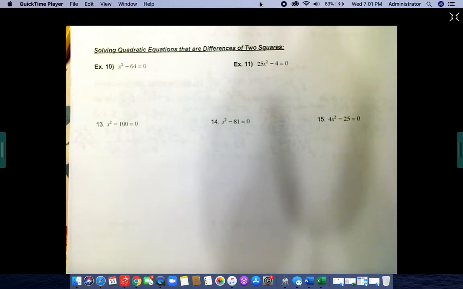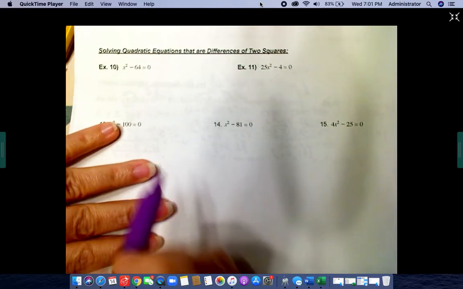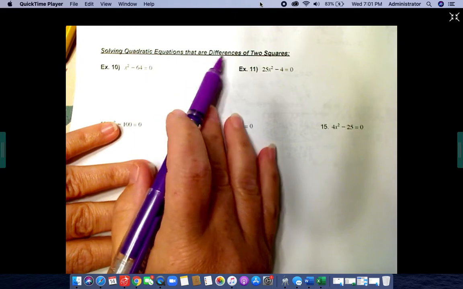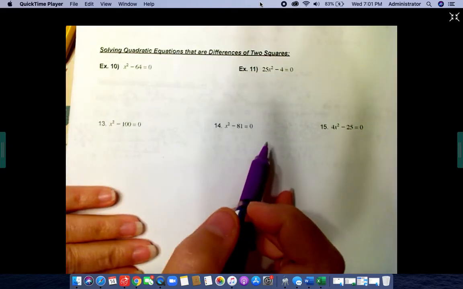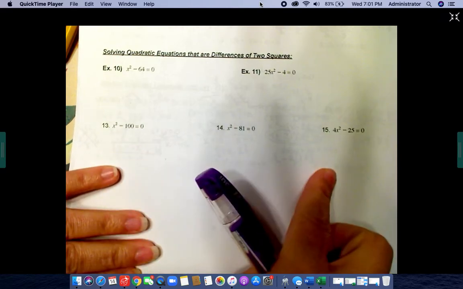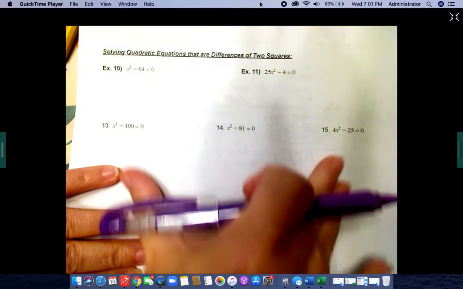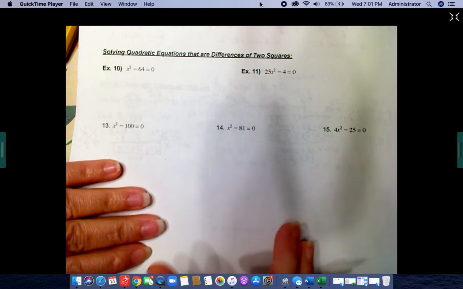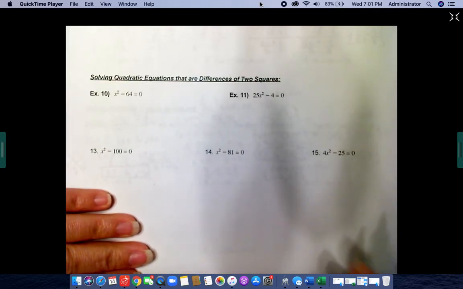All right, in this video, I will be wrapping it up with showing you how to solve quadratic equations that are differences of two squares. So I'm going to work the last two examples with you, and you're going to finish these three problems in Delta Math, showing all work on this paper or in your notebooks and submitting that at the end.